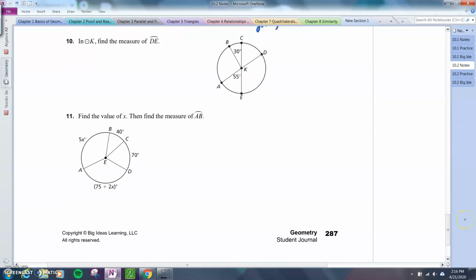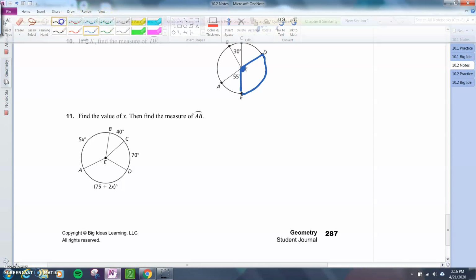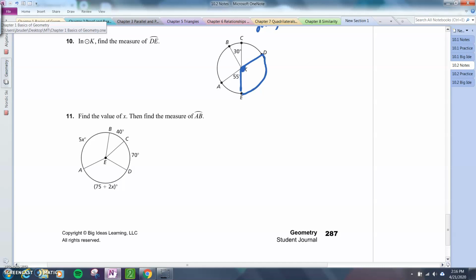All right, so moving on to number 10. We need to find DE. So we're looking at figuring out what this angle is right here. Let's try to get some more information out of this diagram to help us. What else do I know? Well, if we look closely, we're actually going to have vertical angles here. Two angles created by the same two lines. And so I know that's 55 degrees. So I know that arc's also going to be 55 degrees. That CD and AE are going to be 55 degrees.